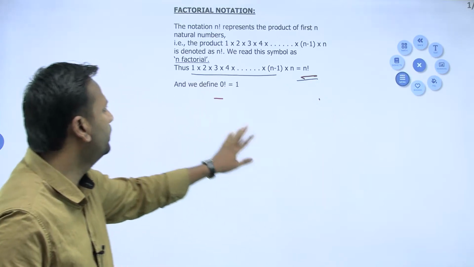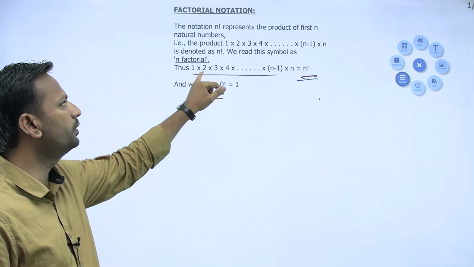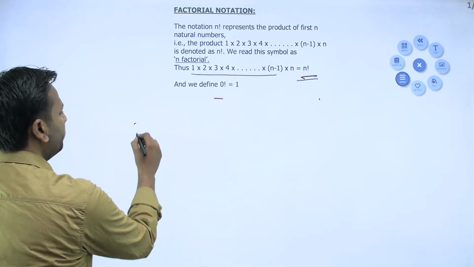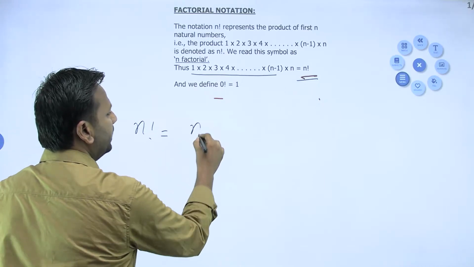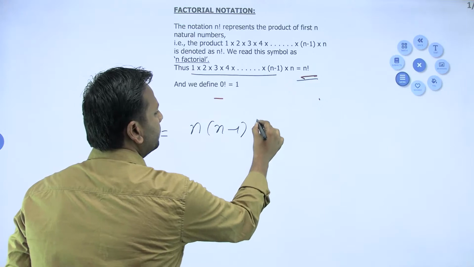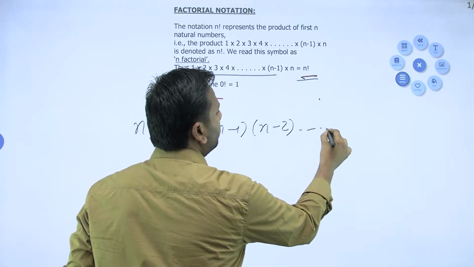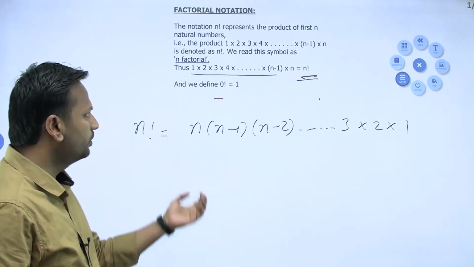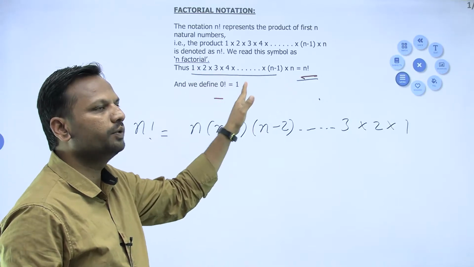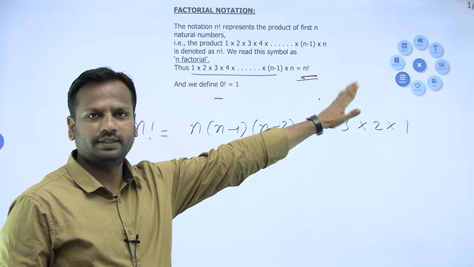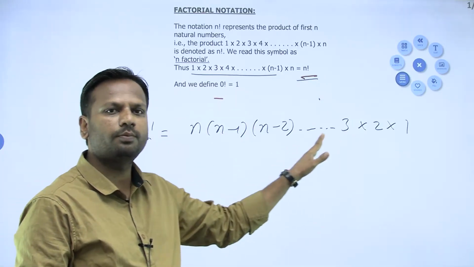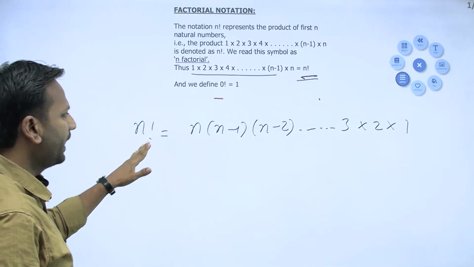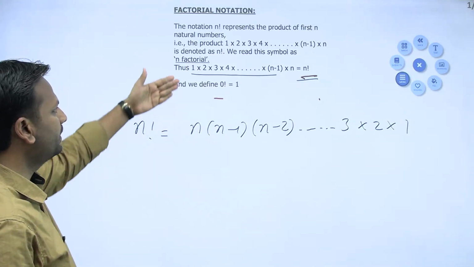In the same sense, what is n factorial? n factorial is 1 into 2 into 3 and so on up to n minus 1 into n, right? I can express n factorial in this way also, students: n into n minus 1, n minus 2, and so on up to 3 into 2 into 1. Got it now? Writing 1 into 2 into 3 up to n minus 1 into n is the same as n into n minus 1 and so on up to 3 into 2 into 1. So if you express it this way, it is the same as this one.